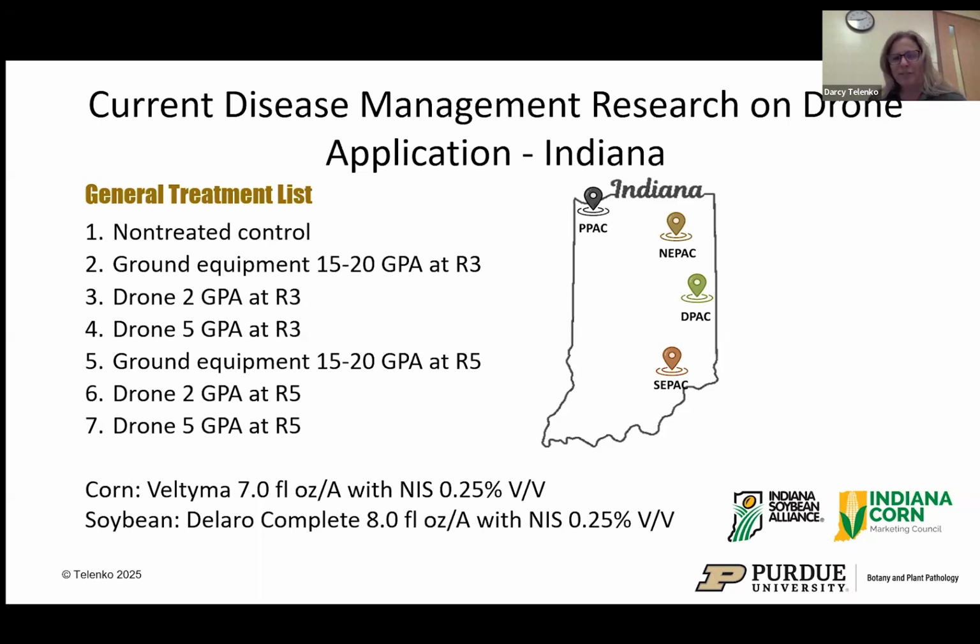And then we also layered in, if there was space in some of those field scale trials, an application at R3 for soybeans per se, and then R5 a little later in soybeans. And then in corn, we also ran it at VT and then R3 as well. So we tried to compare both soybeans and corn and how these applications look when we're trying to look at disease control. In these trials, generally we had Veltima with an NAS or standard application at 7 fluid ounces an acre, and in soybean we used Delaro Complete. And again, we had 4 different farms, and each farm was a little different on what we used. And this research was supported by both our Indiana corn and Indiana soybean resources.